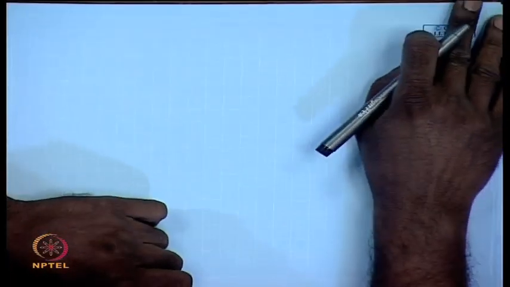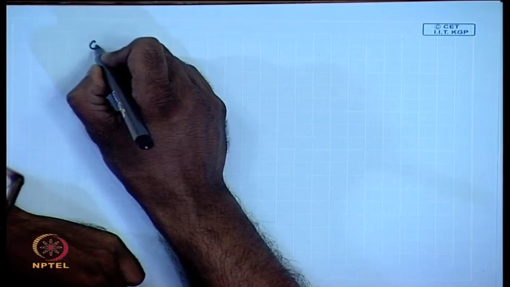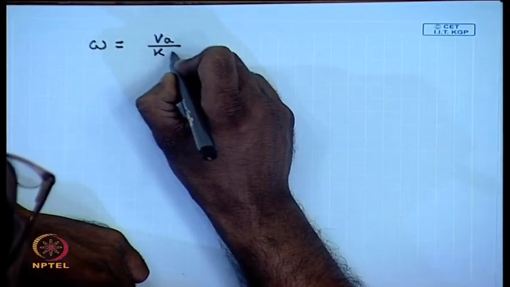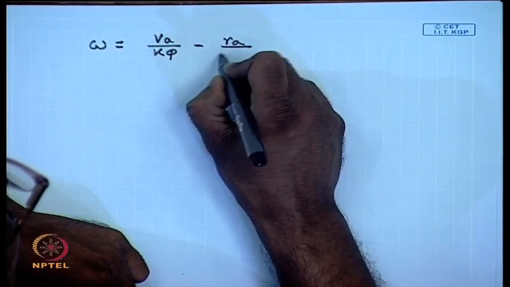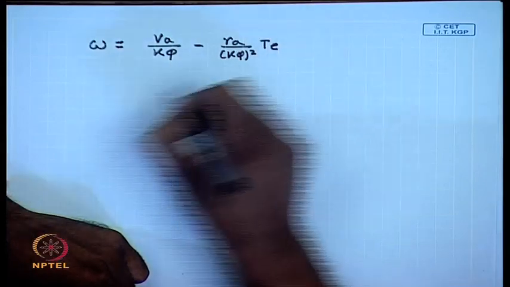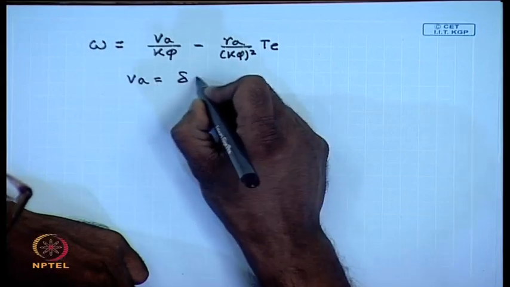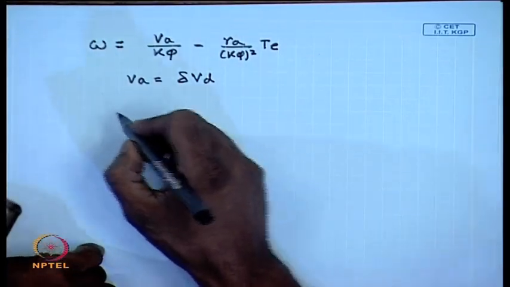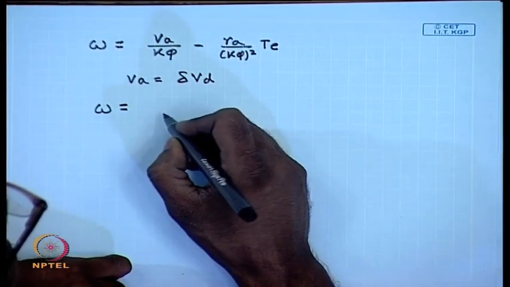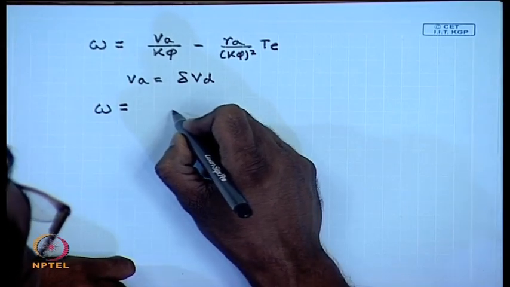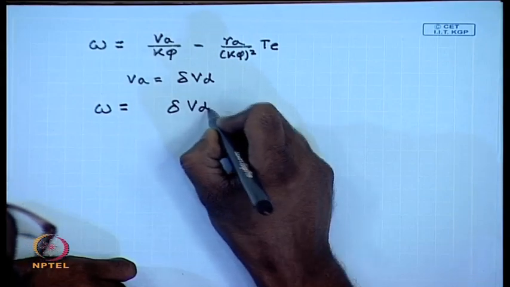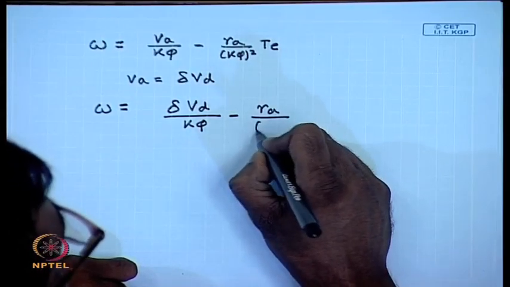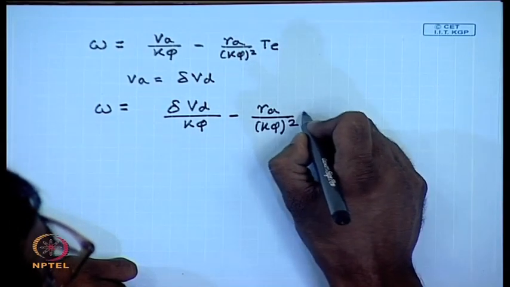We know that the torque speed characteristics of a DC machine is given by omega equal to V A by K phi minus R A by K phi square T E. Now, we have seen with a chopper V A equal to delta V D. So, omega equal to delta V D by K phi minus R A by K phi square T E.